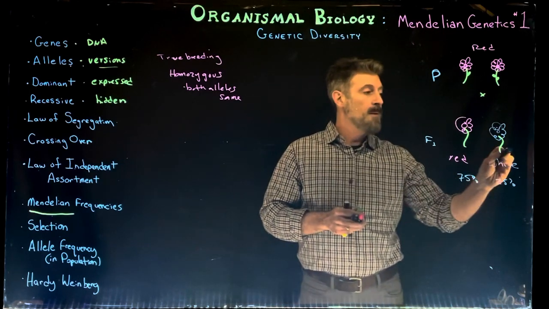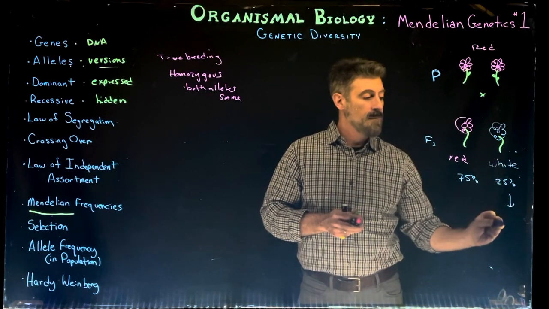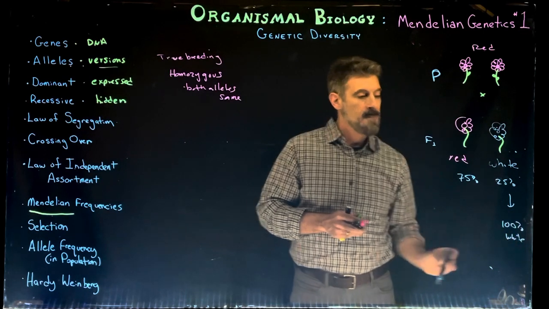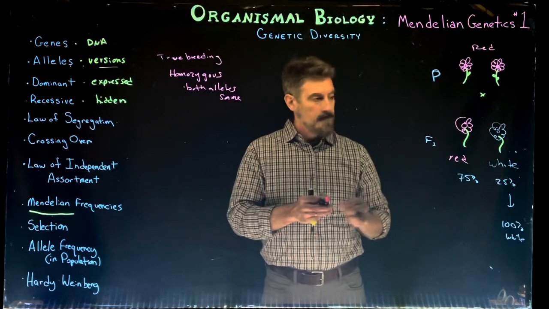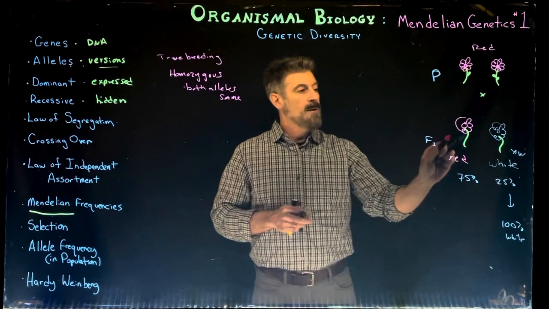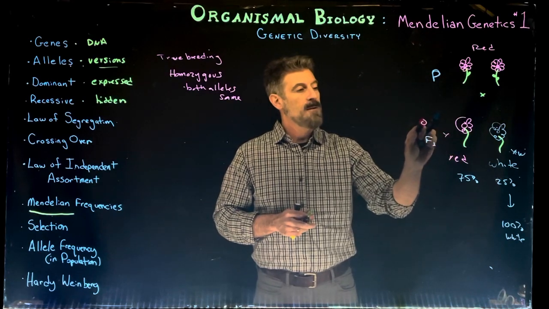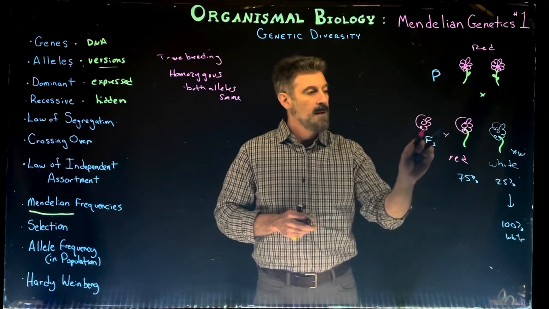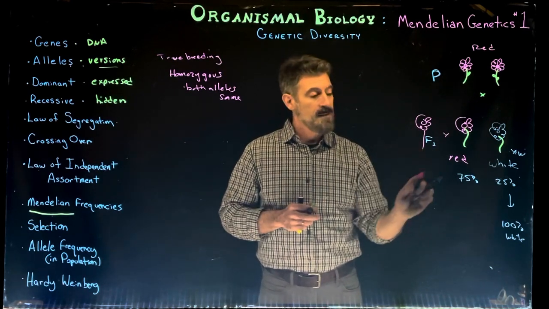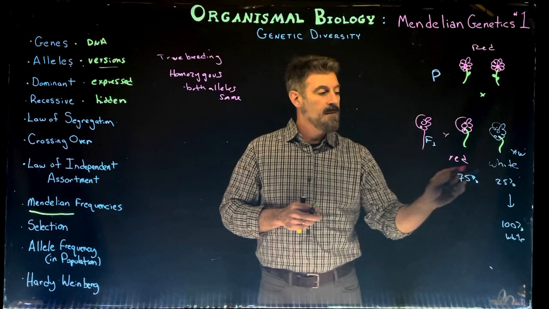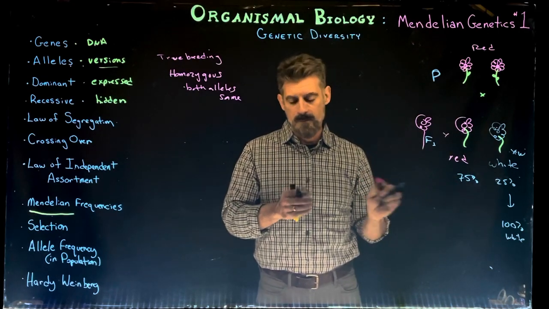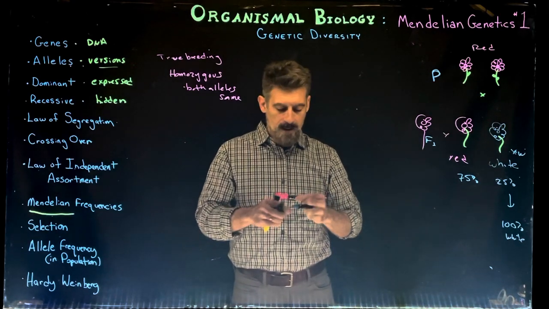Now, if the white ones were bred with other white ones, they would lead to 100% white. But if the red ones in this generation were bred with other red ones, you would get a combination of, depending on potentially the individual that was chosen, the same sort of thing again, you get 75%, or other sort of proportions, which we'll get into later.